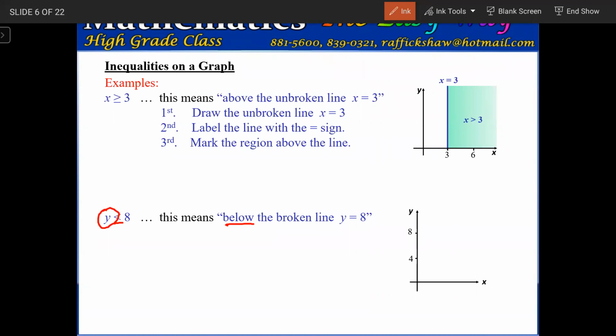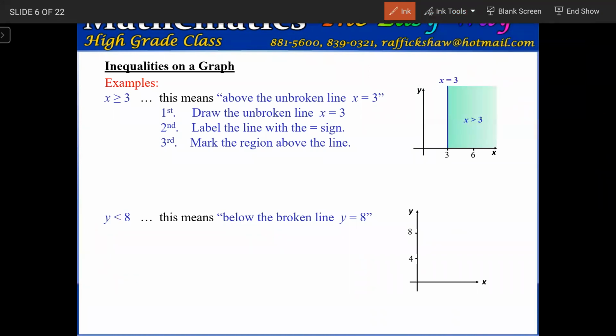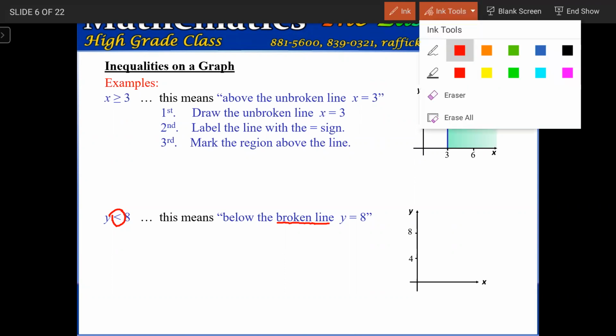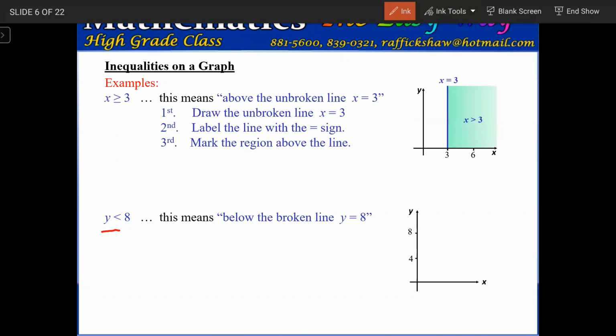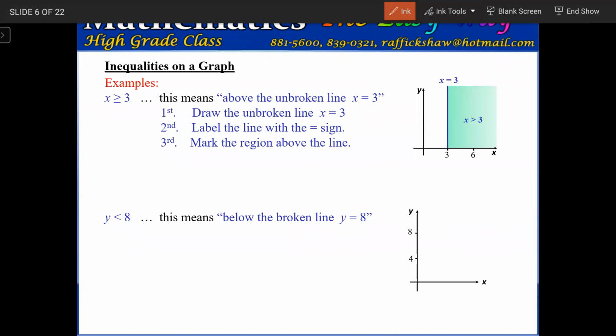The next thing you want to know is if your line is broken or unbroken. Because the equal sign is not there in the inequality, the line is drawn broken. The line associated with that inequality is the line y equals 8. You're going to draw the line y equals 8, which is a horizontal line passing through 8 right here.